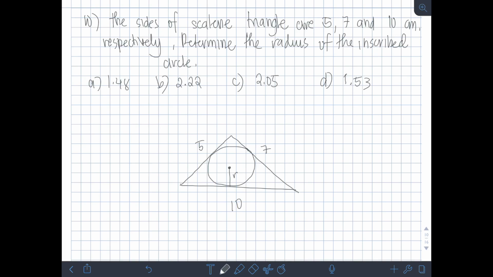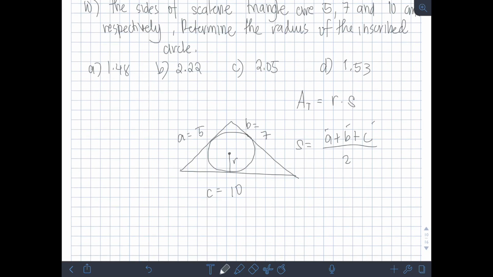Okay? So, meron tayong formula na gagamitin dito. Meron tayong formula na area ng triangle is equal to R, yung radius ng circle, times yung S. Yung S, yung semi-perimeter ng triangle. So, S is equal to A plus B plus C over 2. Yung A, B, tsaka C, siya yung length ng sides ng triangle. So, let's say A is 5, B is 7, and C is 10. So, pwede nating masolve ngayon si R by using area of the triangle divided by the semi-perimeter.